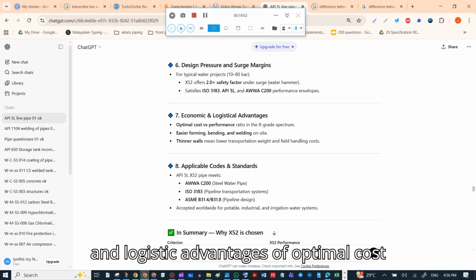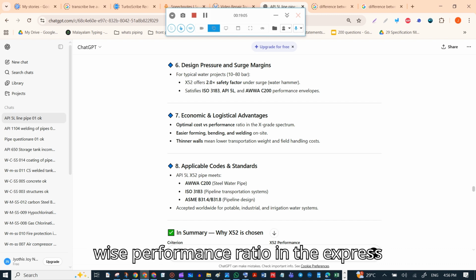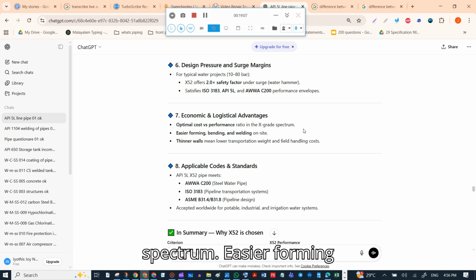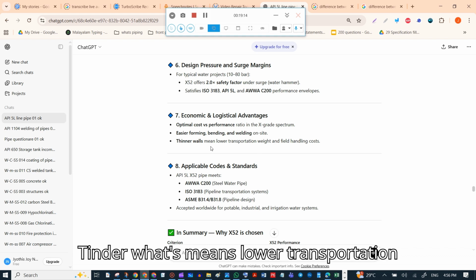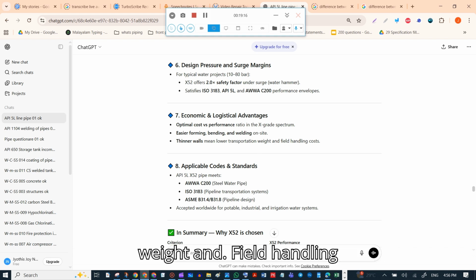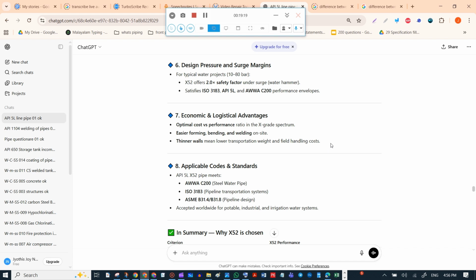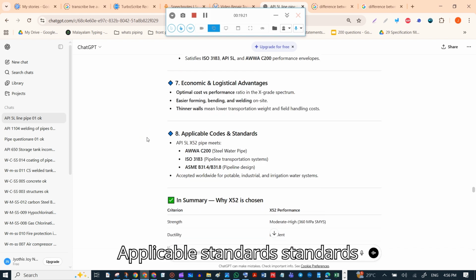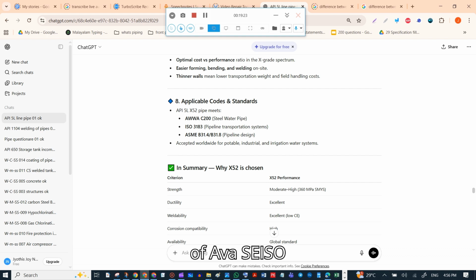Economic and logistic advantages. Optimal cost to performance ratio in the X grade spectrum. Easier forming, bending and welding on site. Thinner walls mean lower transportation weight and field handling costs. Applicable standards are AWWA C200, ISO 3183, and ASME B31.4 and B31.8 pipeline design. Accepted material for potable, industrial and irrigation water systems.